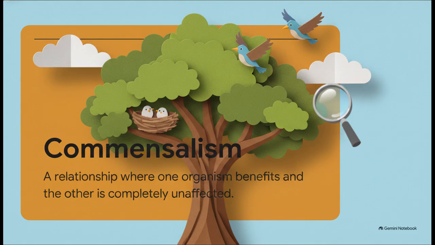The bird gets a safe, elevated home to raise its chicks, completely protected from ground predators. The oak tree? Well, it isn't helped by the nest, but it definitely isn't harmed either. It just keeps on growing, totally unaffected by its tiny tenants.